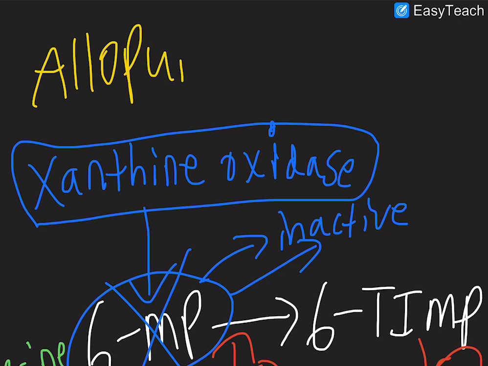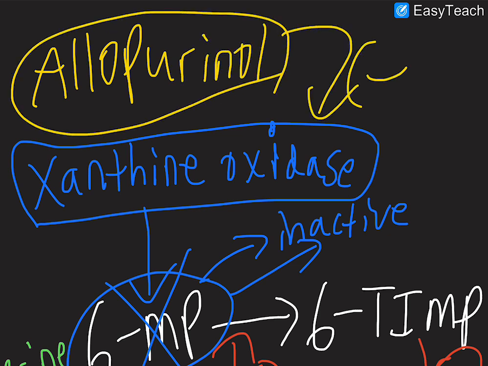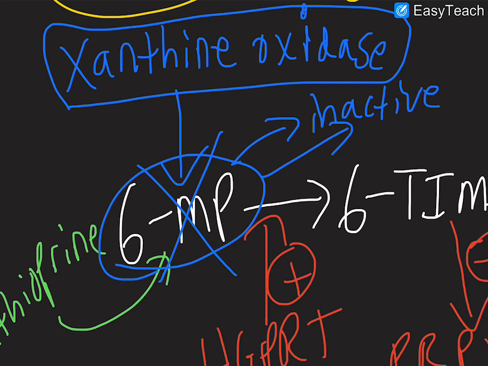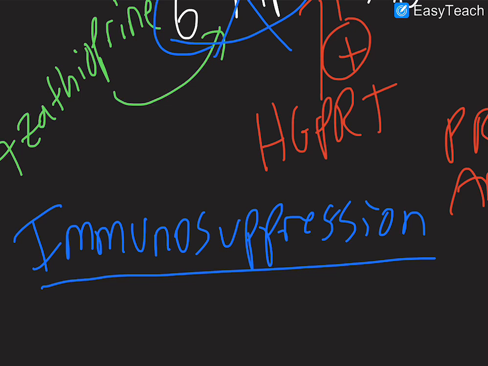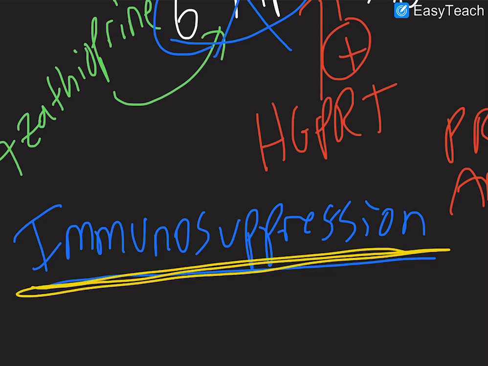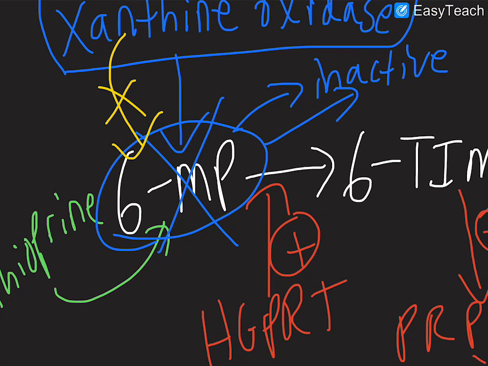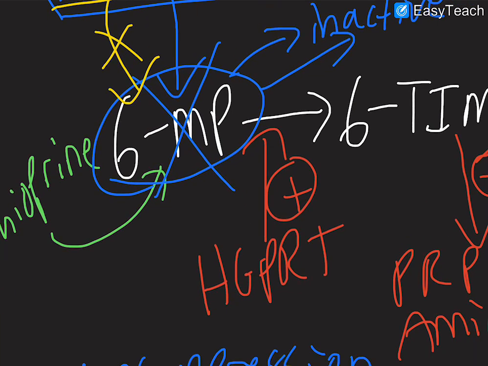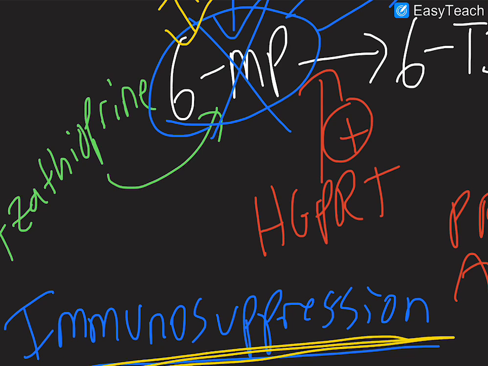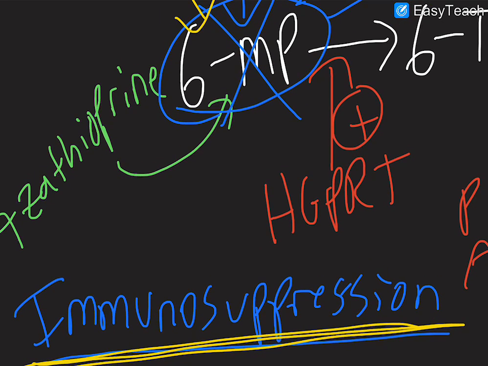It's called allopurinol, okay? So if we gave allopurinol, that's going to inhibit xanthine oxidase. Therefore, xanthine oxidase will not be able to break down or inactivate 6-mercaptopurine. Therefore, immunosuppression will be good to go, right? We'll be able to use 6-mercaptopurine for immunosuppression if we give that with allopurinol. Okay, so that's something to know about xanthine oxidase and its relationship to 6-mercaptopurine and immunosuppression.